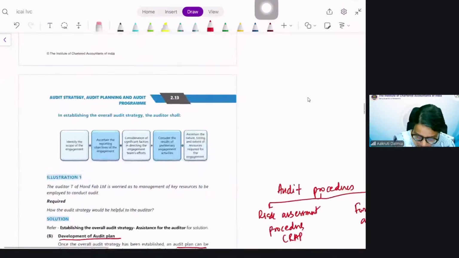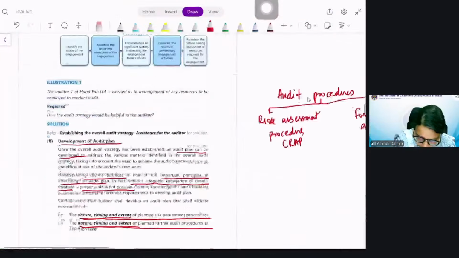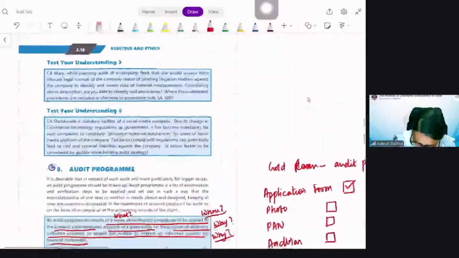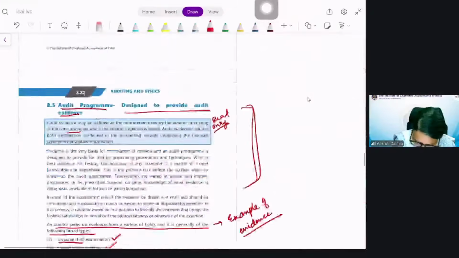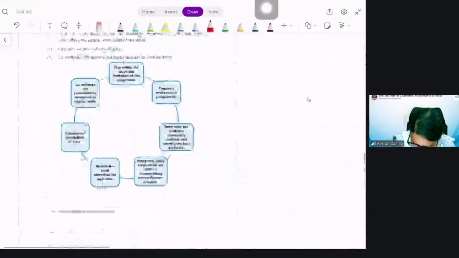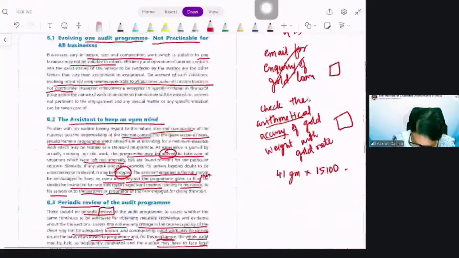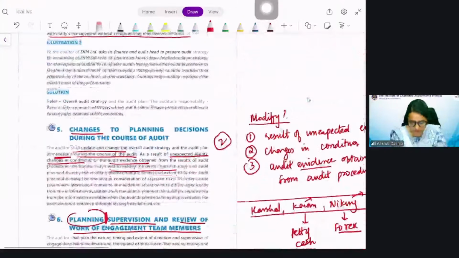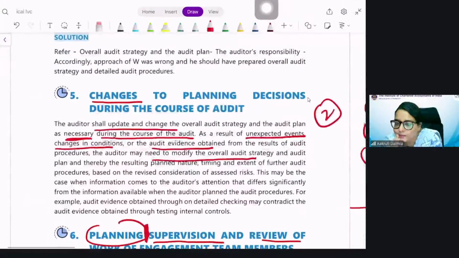Page number 2.16, chapter number 2, point number 5. Yes, in that example are given along with that point. In that, given as a word contradict. So what do you mean by that word?